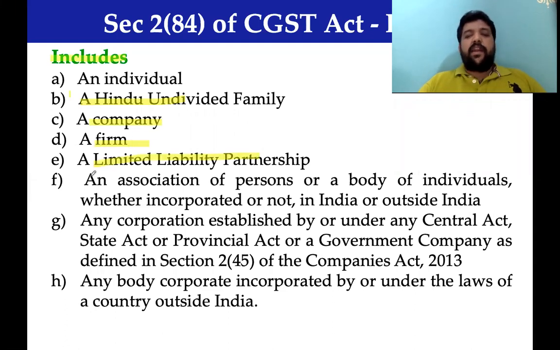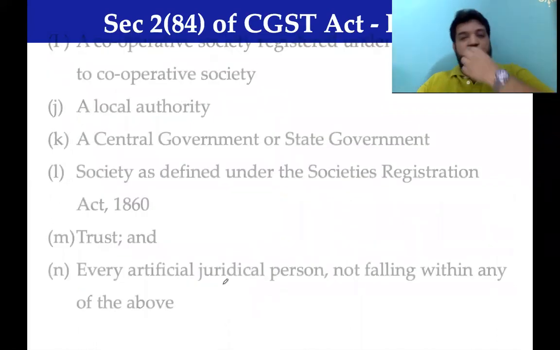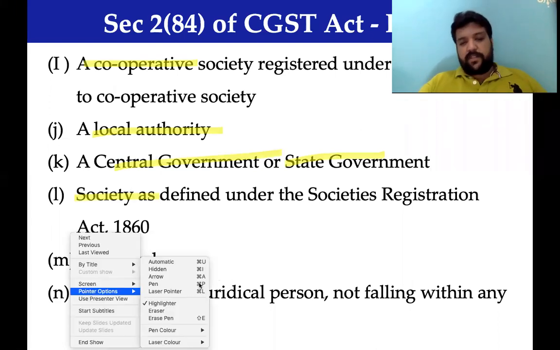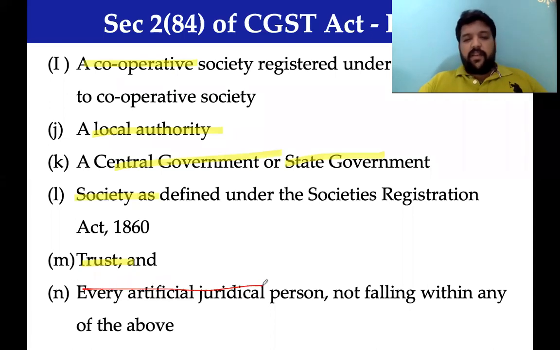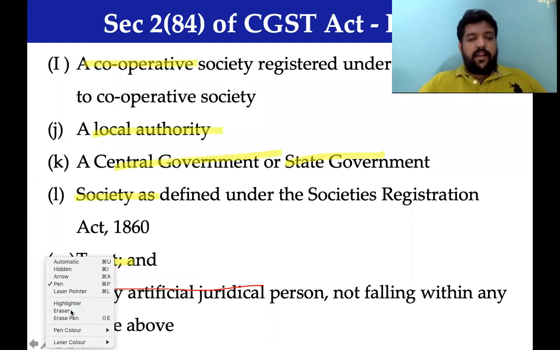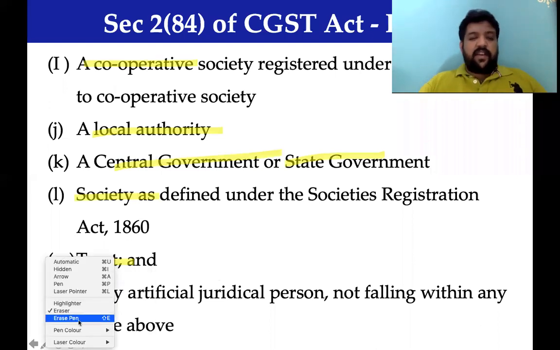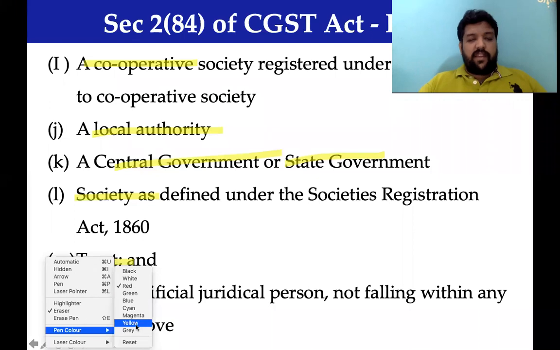be LLP, it could be an AOP, it could be a corporation established by the central government, it could be any body incorporated outside India, it could be a cooperative society, local authority, central government or state government, society, trust, and every artificial juridical person. See, they have copied something from the erstwhile income tax law, and they also copied something from the erstwhile service tax law and brought everything here.